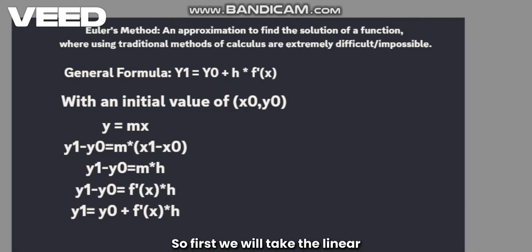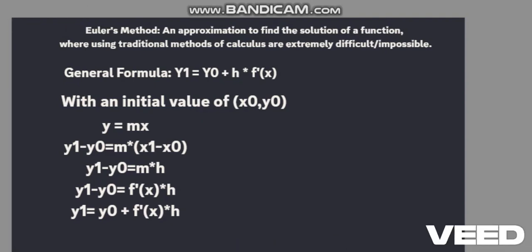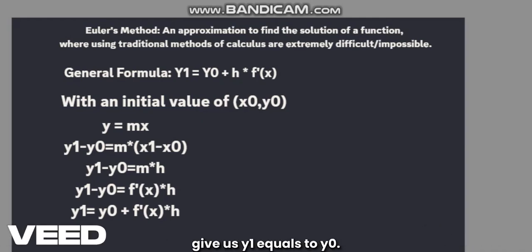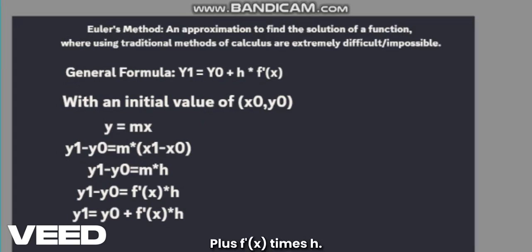First we will take the linear gradient formula y equals mx and modify it a bit. y equals mx can be written as y1 minus y0 equals m times x1 minus x0. So x1 minus x0 is actually our step size h, since it's the increment along the x-axis. And our m is our gradient, which is our derivative, so it can be rewritten as f prime x. So we will get y1 minus y0 equals f prime x times h. Since we want to find y1, we will move the y0 over to the right hand side, which will give us y1 equals y0 plus f prime x times h.